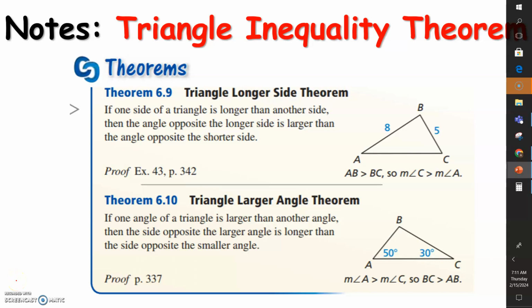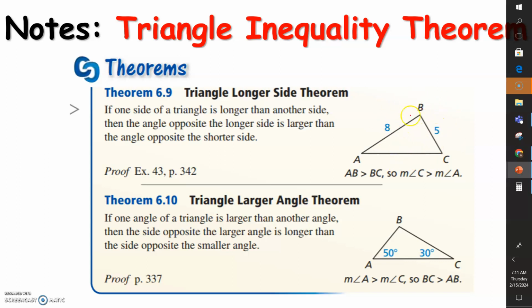The focus of this video lesson is the triangle inequality theorem. There are two parts to this. The first theorem, Theorem 6.9, titled the triangle longer side theorem, simply states, if one side of a triangle is longer than another side, then the angle opposite the longer side is larger than the angle opposite the shorter side. Basically, the biggest angle is opposite the biggest side, and the smallest angle is opposite the smallest side.